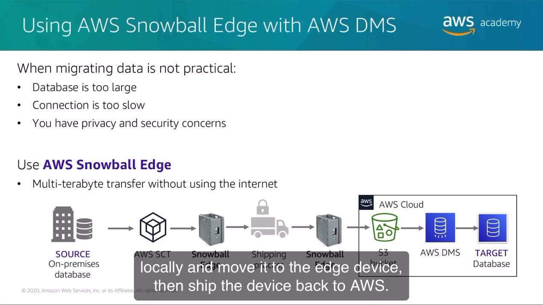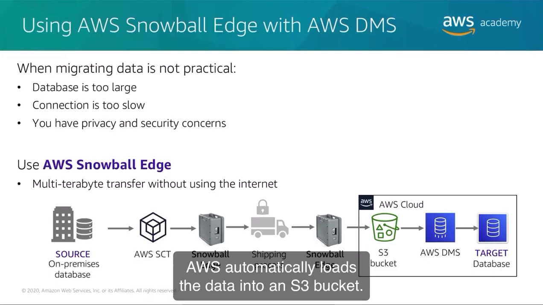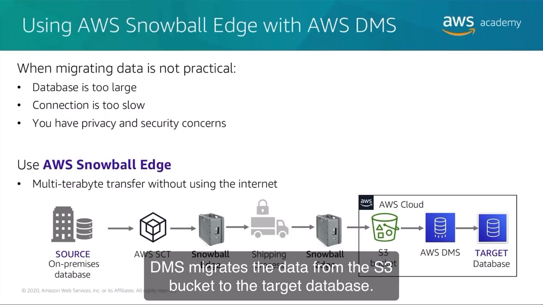move it to the edge device, then ship the device back to AWS. After AWS receives the edge device, AWS automatically loads the data into an S3 bucket. DMS migrates the data from the S3 bucket to the target database.